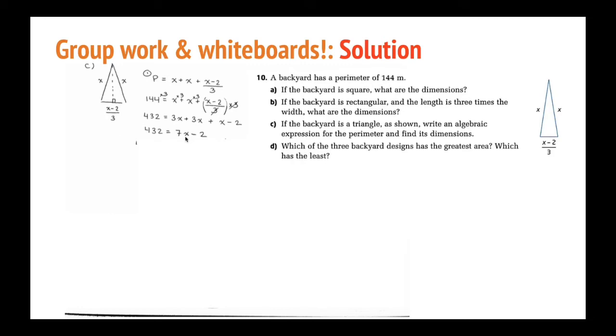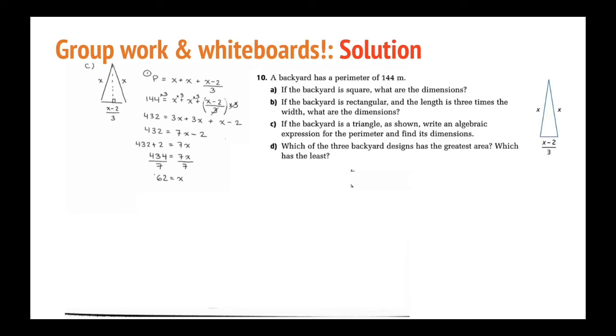So I want to get my x by itself, and I'm going to do BEDMAS backwards, and I'm going to add 2 to both sides. And so I will get 432 plus 2 equals 7x, which will be 434 equals 7x. I want to divide both sides by 7 so I can get x by itself. So 62 equals x, or x is equal to 62. So that is my slant height.